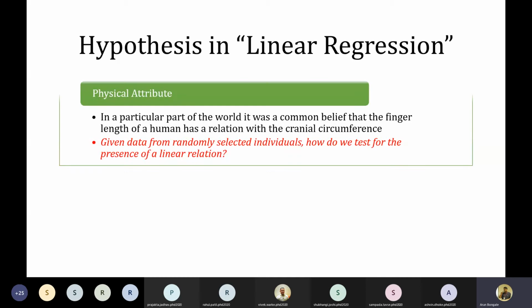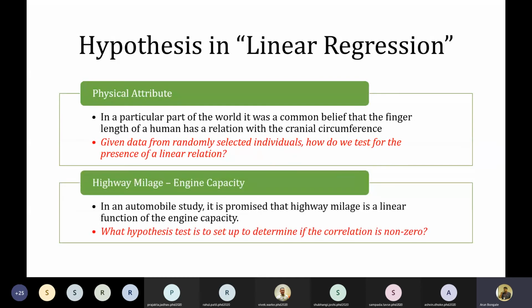Okay. I have two examples over here. Just read the example and let us discuss one of the examples, and let us have a discussion on that, right? So the first example is related to some physical attribute.